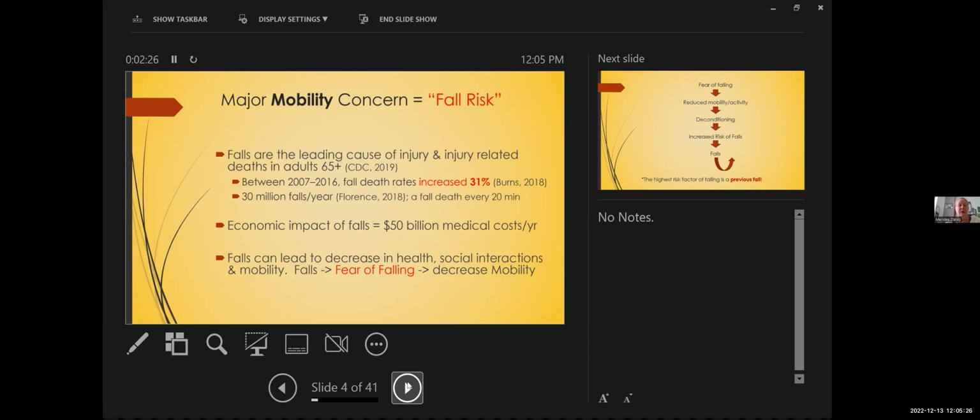It has a huge economic impact, up to $50 billion of medical costs per year associated with fall injuries. The other thing we need to look at is that a fall in which a person doesn't get injured can still impact that person. It could decrease their willingness to get up and around, their social interactions, and their mobility. Falls can lead to fear of falling, which keeps the person from wanting to go outside or move around as much. This can be a cycle that is hard to reverse.